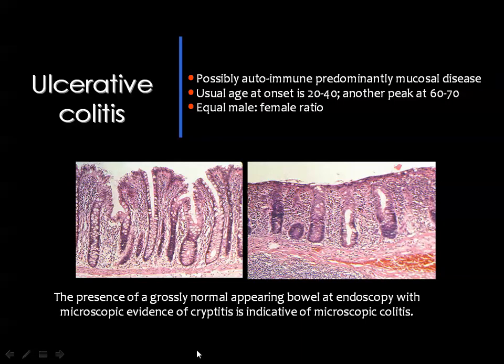Then we came to a well-known inflammatory disease of the colon, which is ulcerative colitis, and this is possibly an autoimmune disease predominantly affecting the mucosa. The usual age of onset is about 20 to 40 years, and it may also be seen in older patients. It has an equal male to female ratio. This is the normal mucosa, of course, and the mucosa of the colon in cases of ulcerative colitis, and you see the severe damage of the mucosa.